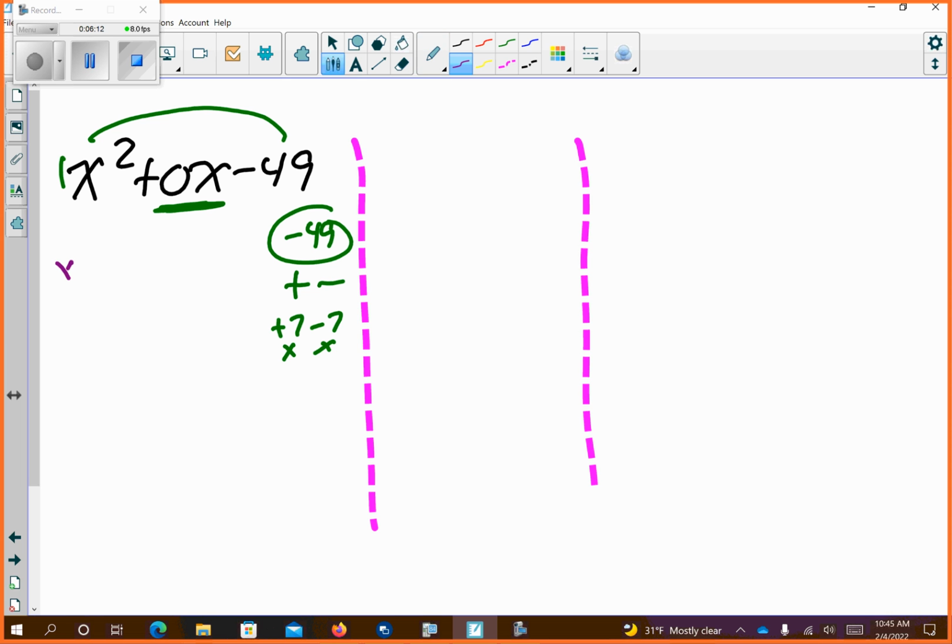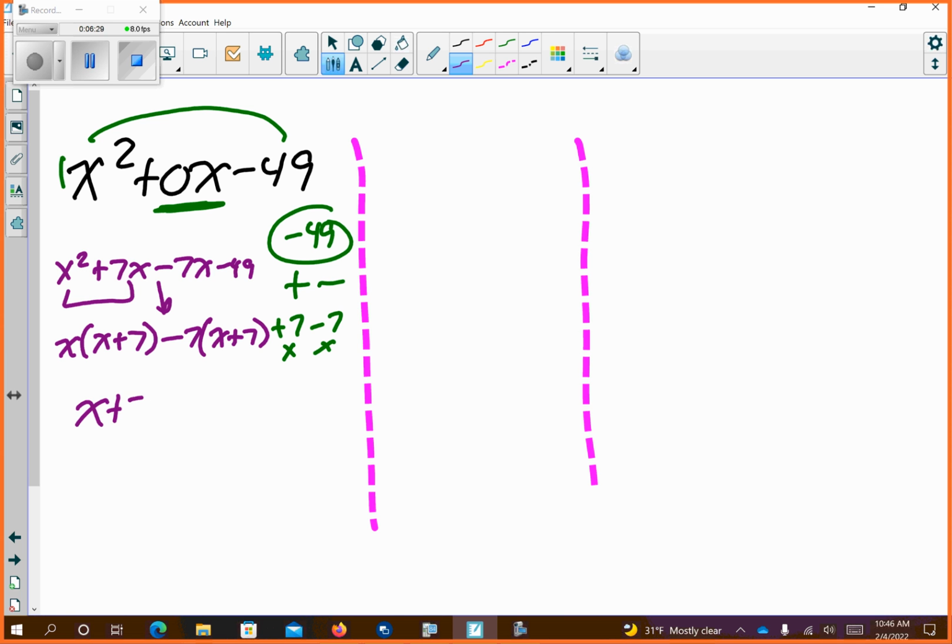Plug these in, so I'm going to get x squared. Whatever order you want, just make sure you keep the signs going. Factor this out. This sign comes through. Factor a 7 out. So my answer is going to be x plus 7, because I had those the same, and then x minus 7. Okay, try this one. And then the last column will be one to try at home.